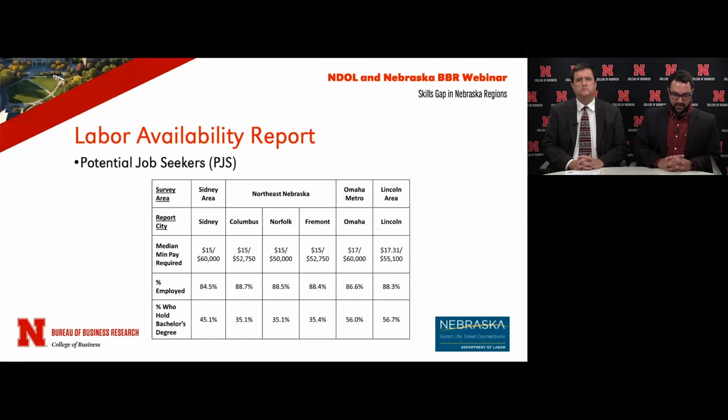And this is an important tool, this minimum pay required to change jobs, for economic developers as well. This can show potential employers what their pay ranges may be for a particular area.